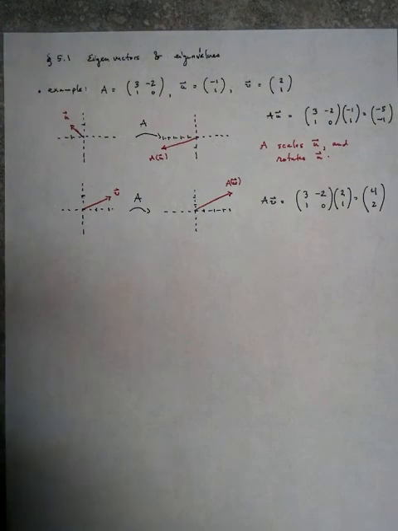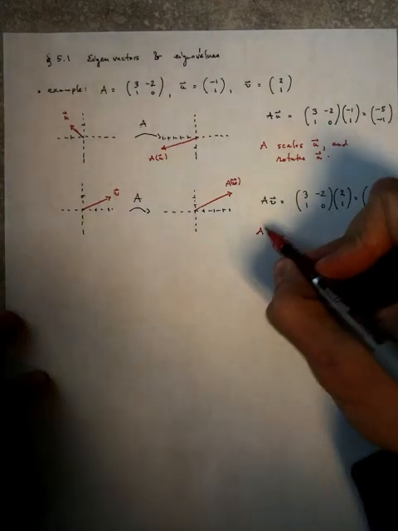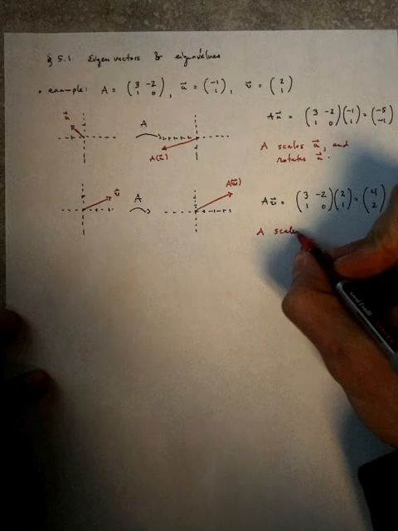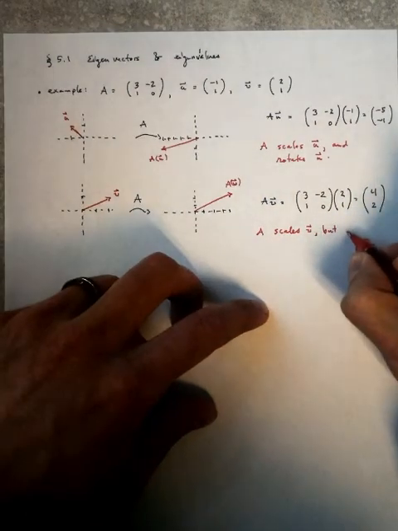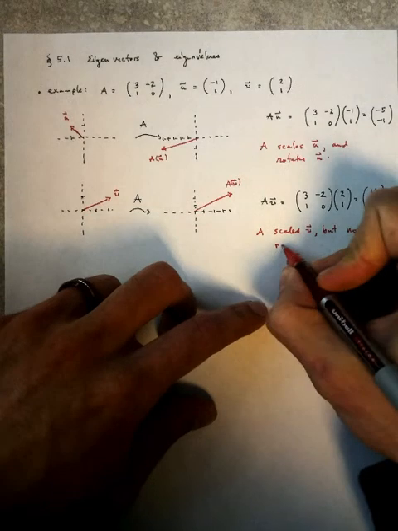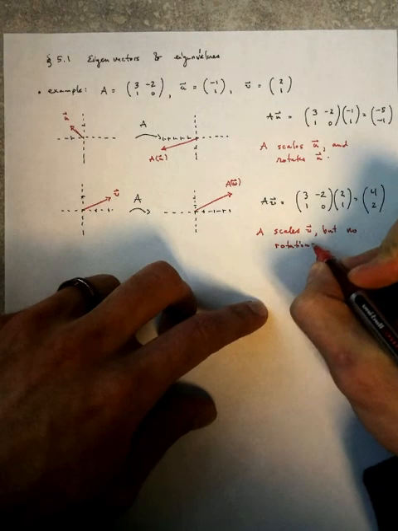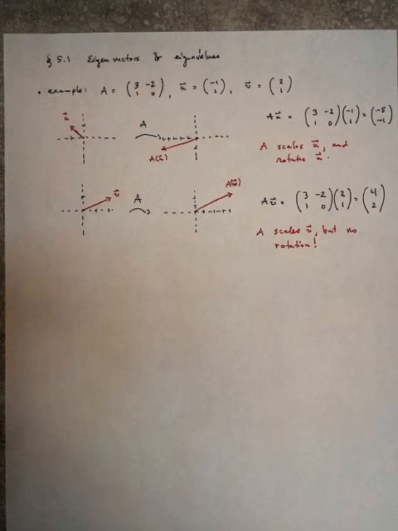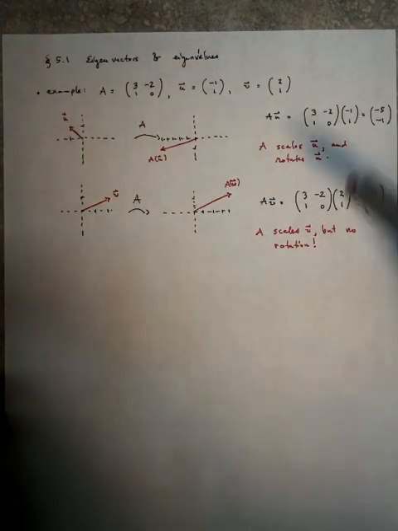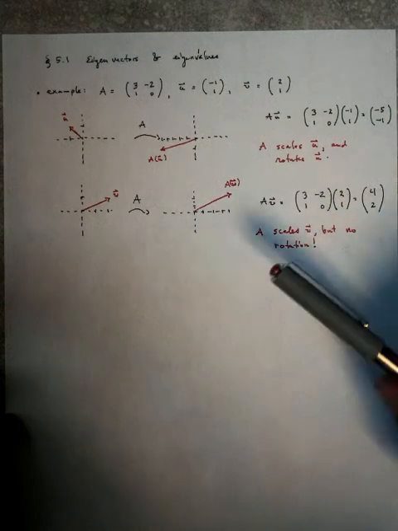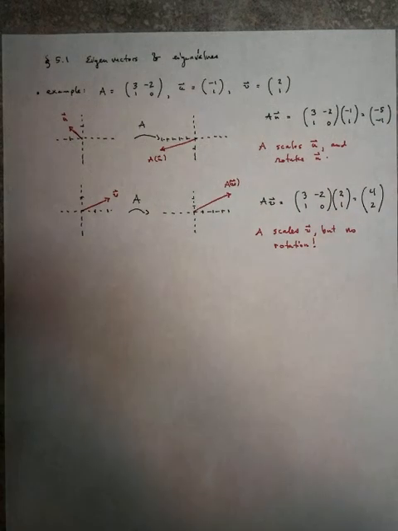Okay, so you can see that A scales V, but it doesn't rotate it, right? Okay? So these are two separate scenarios. In one case it rotates and scales, in the other case it just scales. Right?